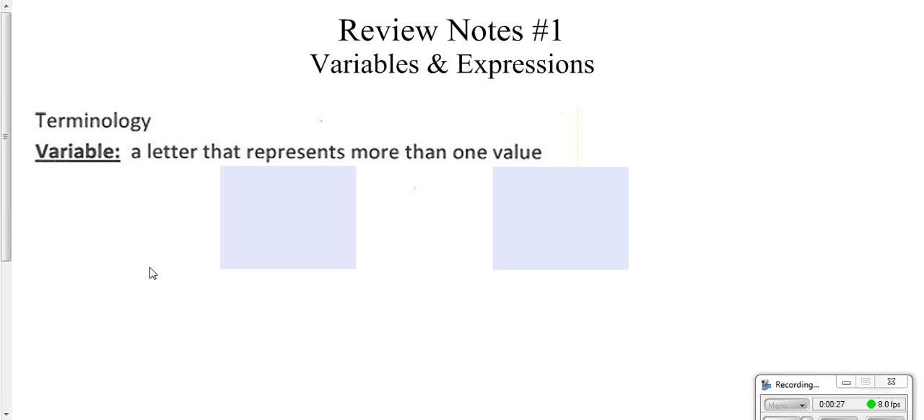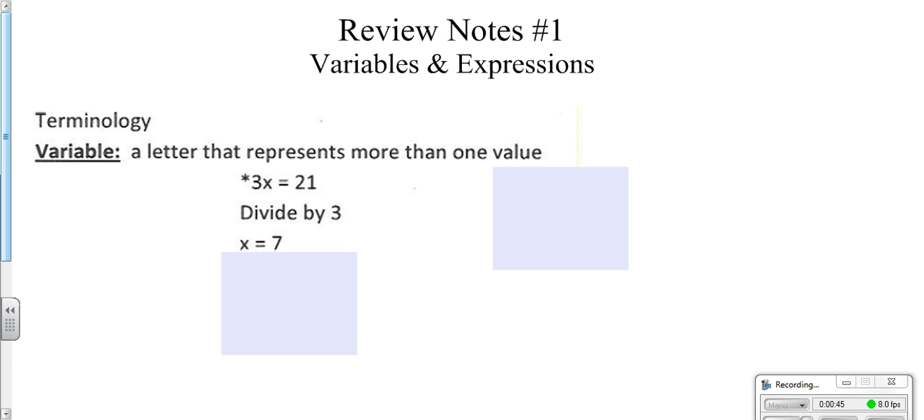A letter that represents more than one value. Now what does that mean? Well, one example is if I gave you the example 3x equals 21. You can ignore the asterisk there or the star. 3x equals 21. What is x? Well, to solve for x, we would divide both sides by 3 and we would get an answer of x equals 7. In order for that equation to be true, we would have to plug in a 7 for x.